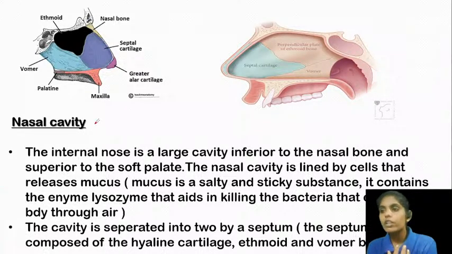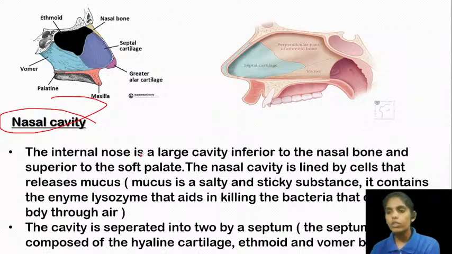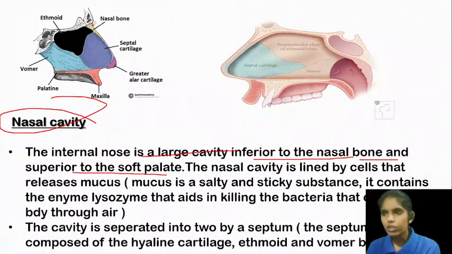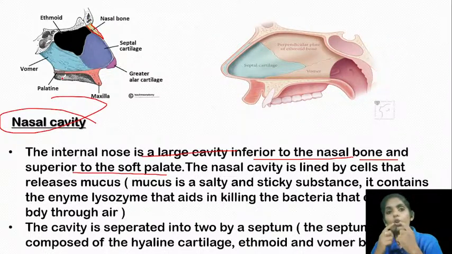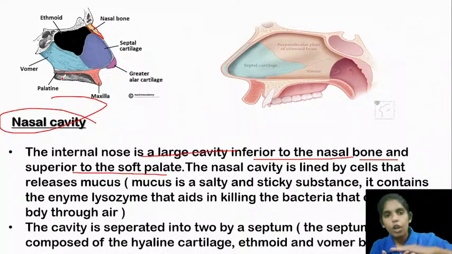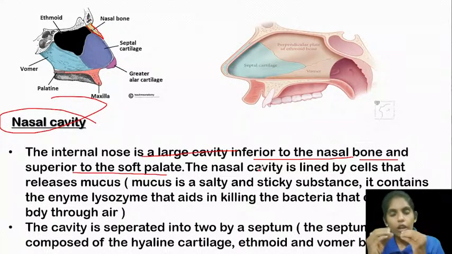And now the internal nose. The internal nose constitutes the nasal cavity. This internal nose is a large cavity which is inferior to the nasal bone and superior to the soft palate. Here, this is the nasal bone, the yellow colored one, and the nasal cavity is present below this nasal bone. That means it is present above the soft palate and inferior to the nasal bone. And the nasal cavity inside is lined with the mucous membrane.